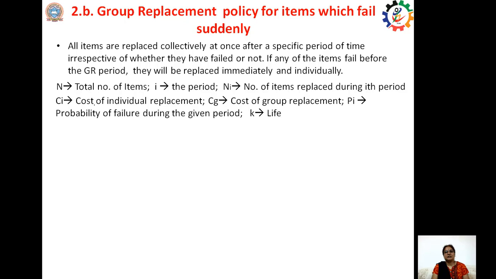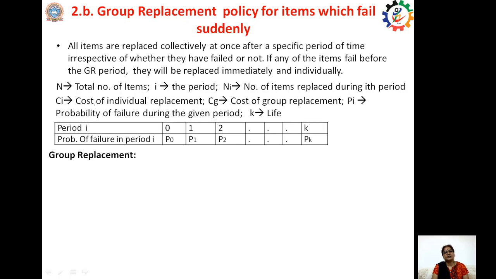Once again, same notation I have just copied so that in every slide it will be there, it becomes easier. This will be given data. Now how to proceed with group replacement? Individual replacement we just saw, now group replacement. First you have to calculate how many get failed every month. First month how many failed, second month how many failed, so that those many into Ci will give you individual replacement cost, part of group replacement.